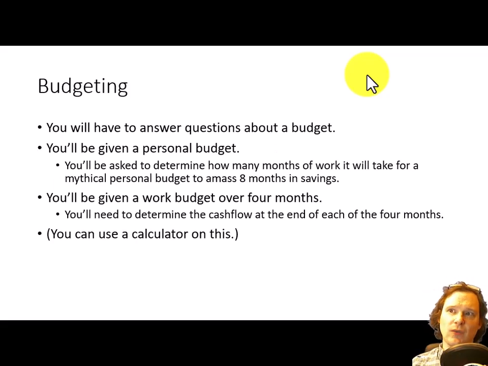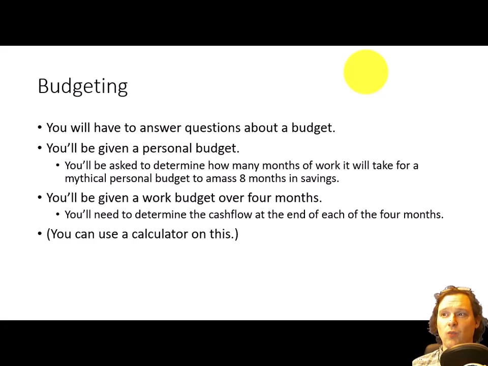Budgeting was our second week, and you will have to answer questions about a budget. And don't worry, you can use a calculator on this. You will be given a personal budget, and you'll be asked to determine how many months of work it will take for a mythical personal budget to amass 8 months in savings. So that's going to be a question. You're going to have a few other questions about the personal budget, but that's probably the big one.